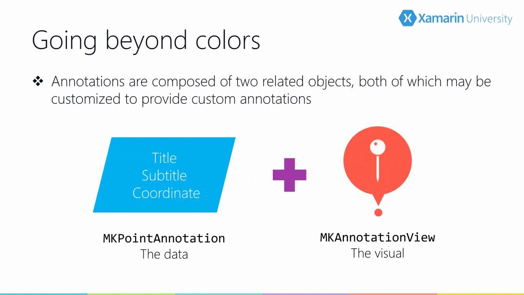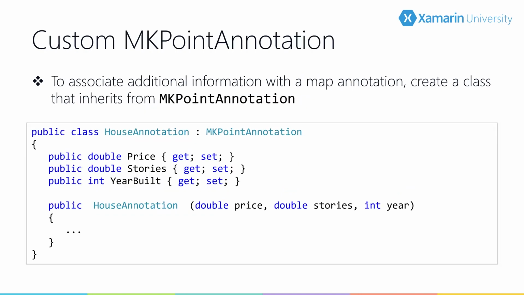When it comes to applying visual styles to annotations, it's important to think about how our location annotations are defined. Again, remember we use two related classes. The MKAnnotation holds the data for our location, and the MKAnnotationView defines the appearance. Both of these objects can be customized to control visualization and convey information to the user.